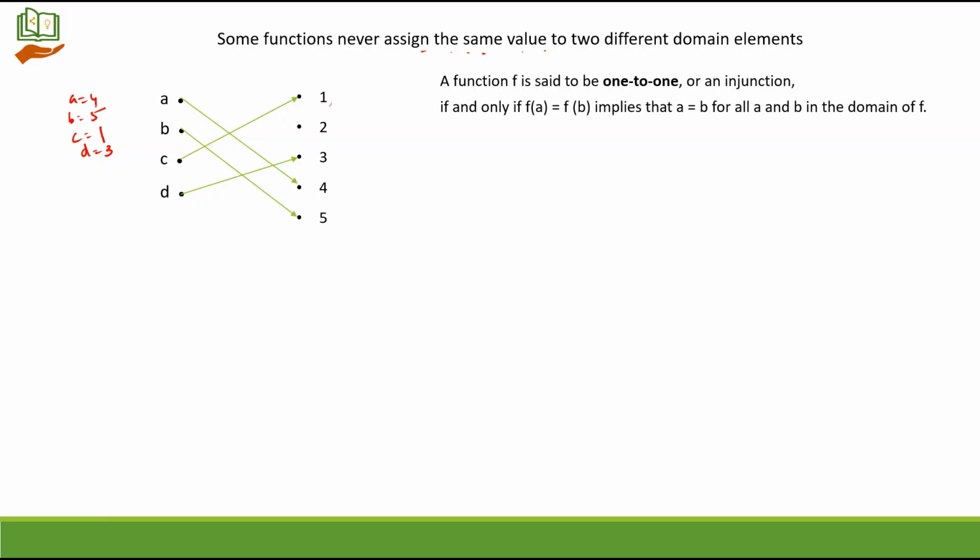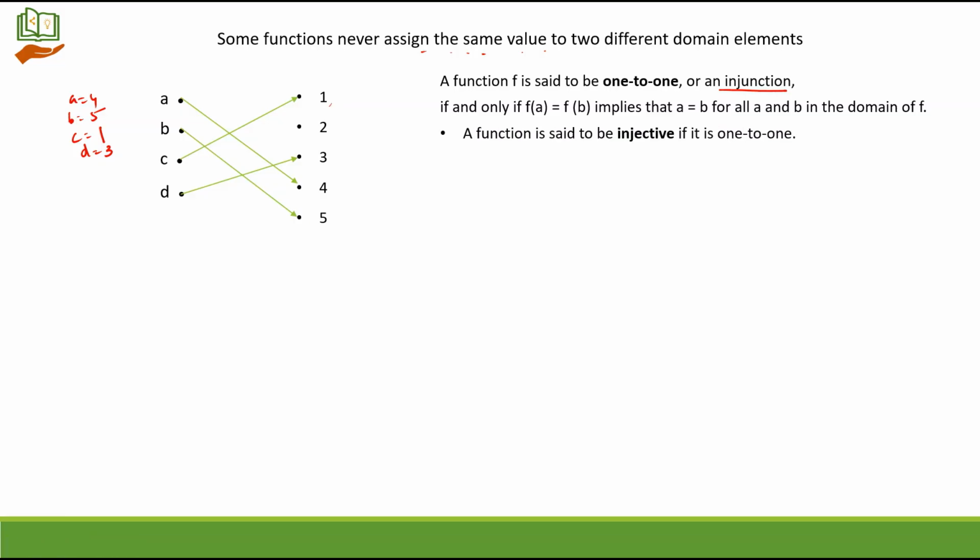A function f is said to be one-to-one or an injection if and only if f(a) equals f(b) implies that a equals b, for all a and b in the domain of f. What does this particular line say? It says that only when the value of a is equal to b, we will have the value of f(a) equal to f(b).